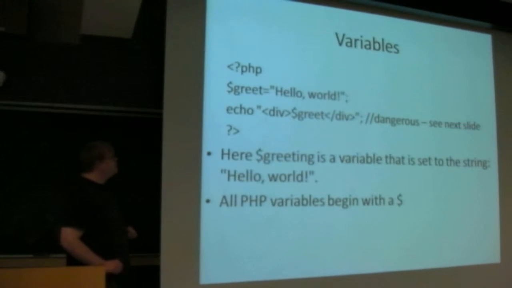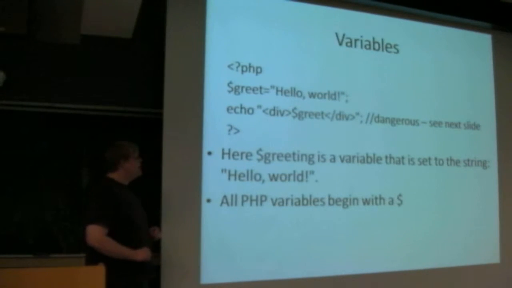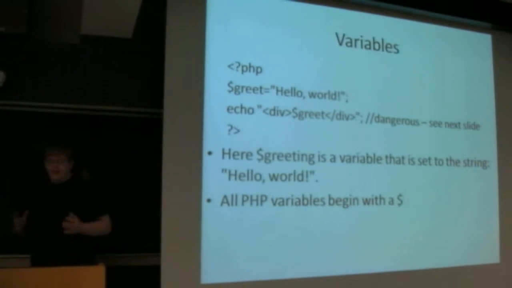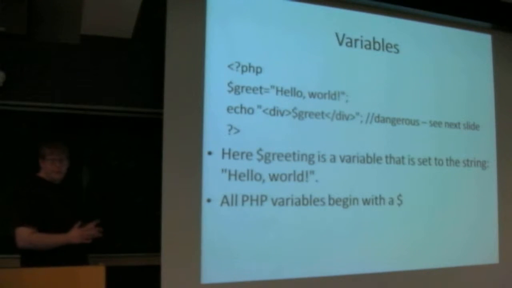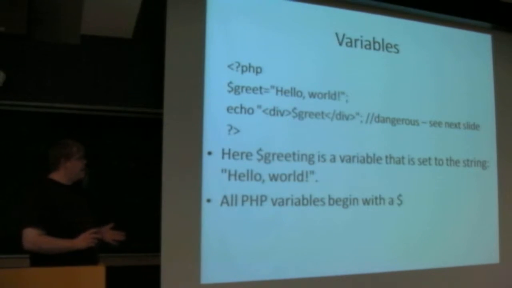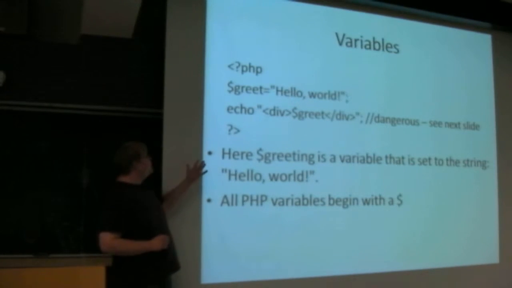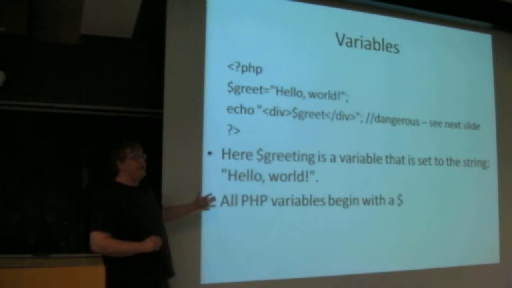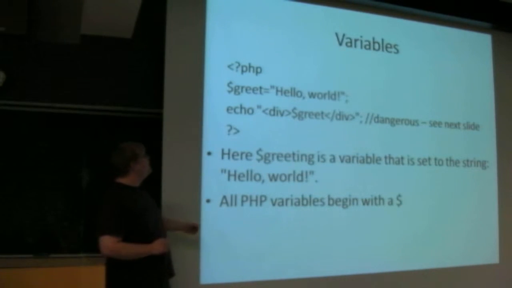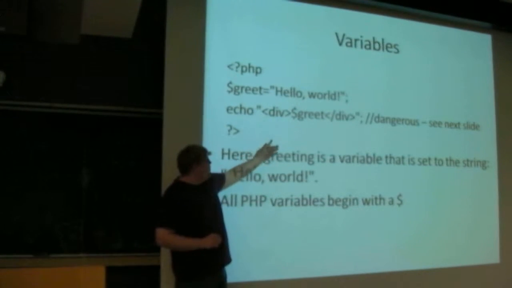Variables, kind of touched on already, but variables start with a $, and they can basically be named anything. And basically what they do is they map to some value. In PHP, we'll get the types of what a variable can actually be. But in this example, we have $greet, which is a variable, set to a string, hello world, which is basically English. And then we can echo out the div around the variable.